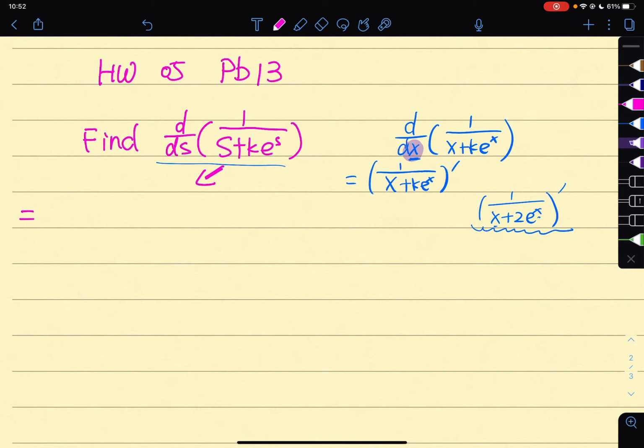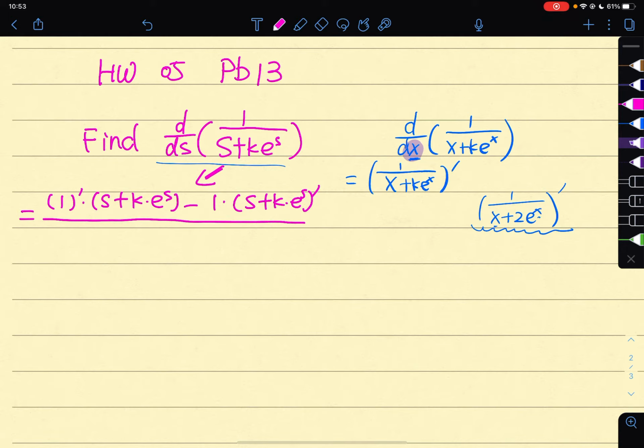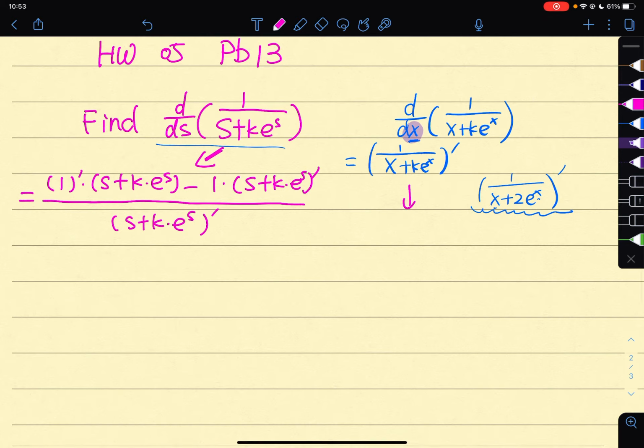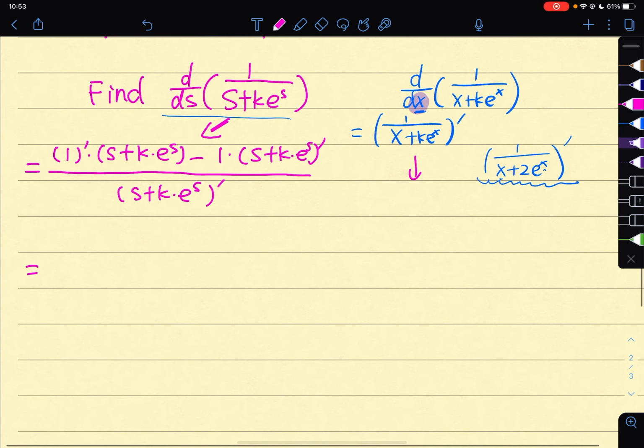It's quite obvious. The last step is a division. So I'm going to use the quotient rule. It's the derivative of 1, so s plus k times e to the s, minus 1 times the derivative of s plus k times e to the s, divided by the denominator squared. And like I said, if you don't feel comfortable about this s and k notation, you can solve the other one using x, which makes you more comfortable, hopefully.